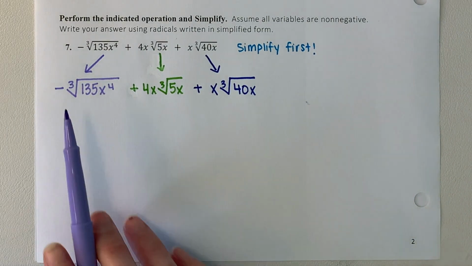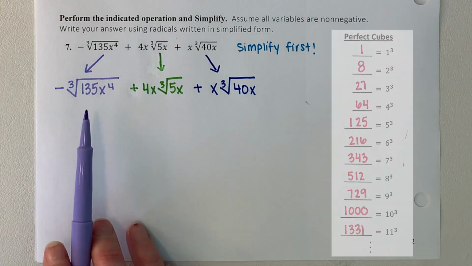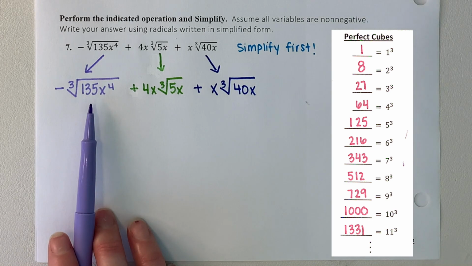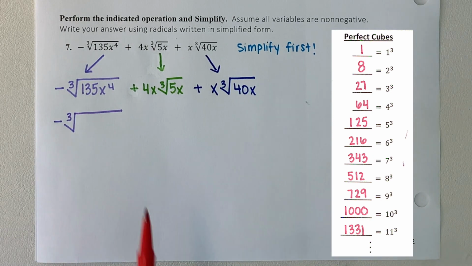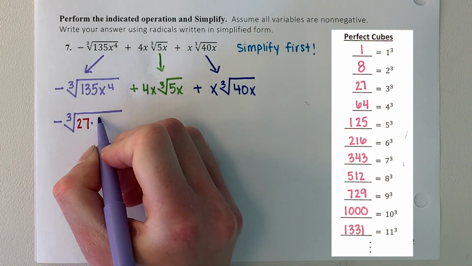Now let's first recognize that the index here is a 3, so that means we're looking for perfect cubes underneath the radicals. 135 is not a perfect cube. 27 is the largest perfect cube that multiplies evenly into 135. Therefore, let's rewrite 135 as 27 times 5.